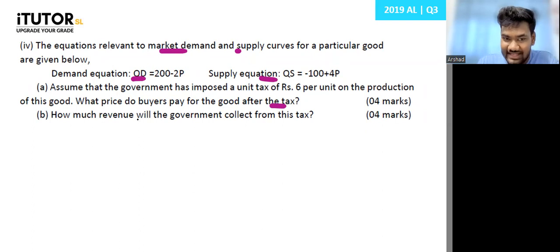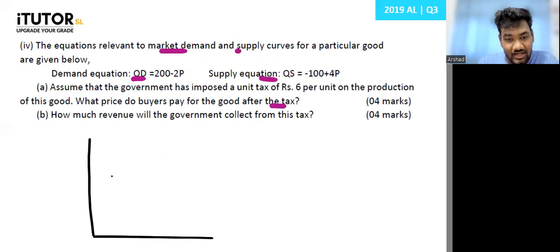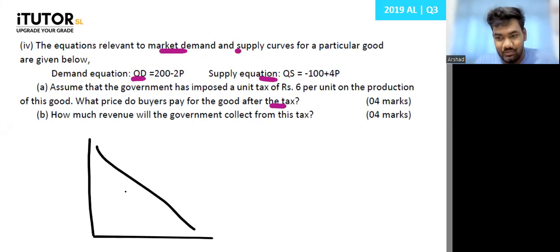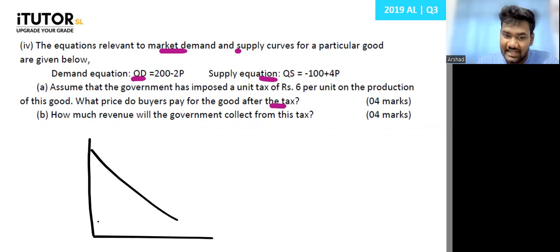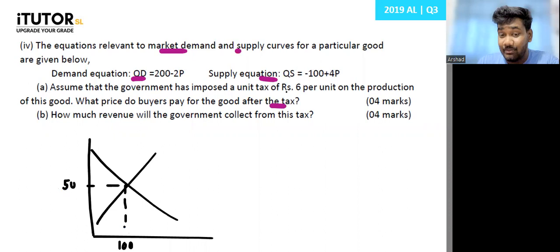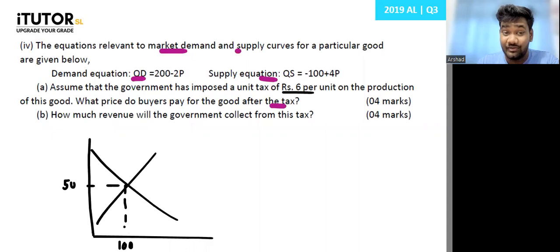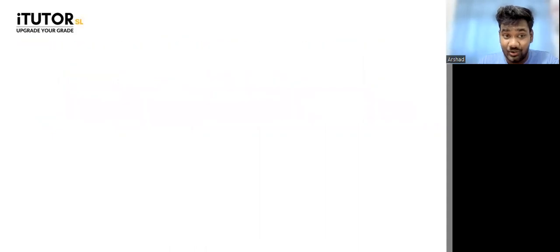Right. So first of all, guys, can you tell me what is the initial equilibrium price and quantity before the tax? We'll just put it onto our diagram. Before the tax, what is the price and quantity? 50 and 100. Okay. Price is 50, quantity is 100. Now, what is the government doing? They are putting a tax of 6. So when they put a tax of 6, what should you do? You need to find the new equilibrium price and quantity.